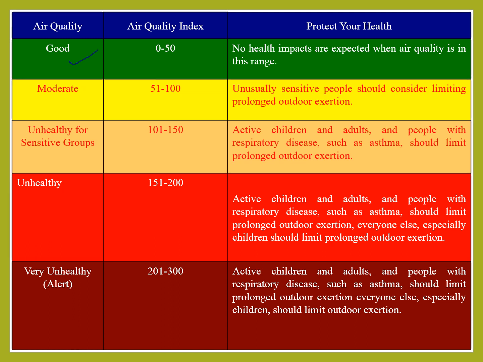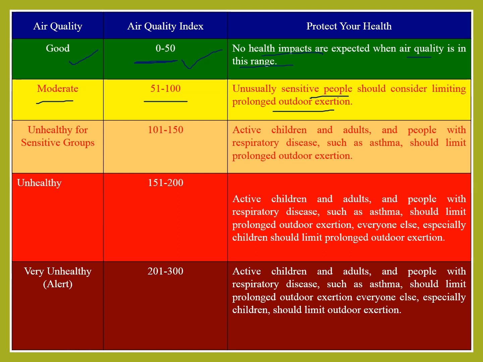So air quality, if it is considered good, then the air quality index should be in the range of 0 to 50, and protect your health, means no health impact is expected when air quality is in this range. So this is considered to be the best air quality index, 0 to 50. If it is in the range of 51 to 100, then it is considered to be moderate. So it will generally affect the sensitive people, and they should consider limiting prolonged outdoor exertion.